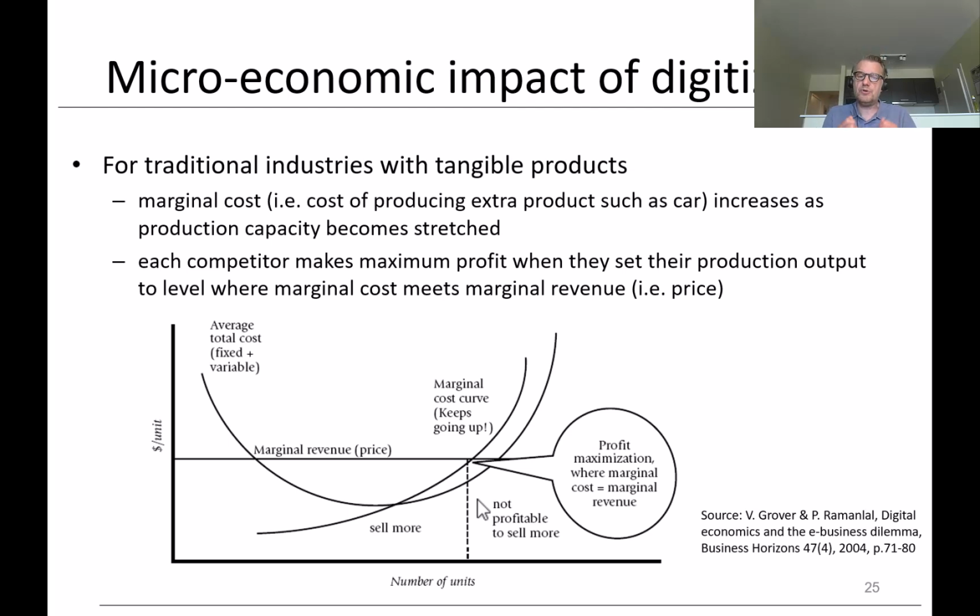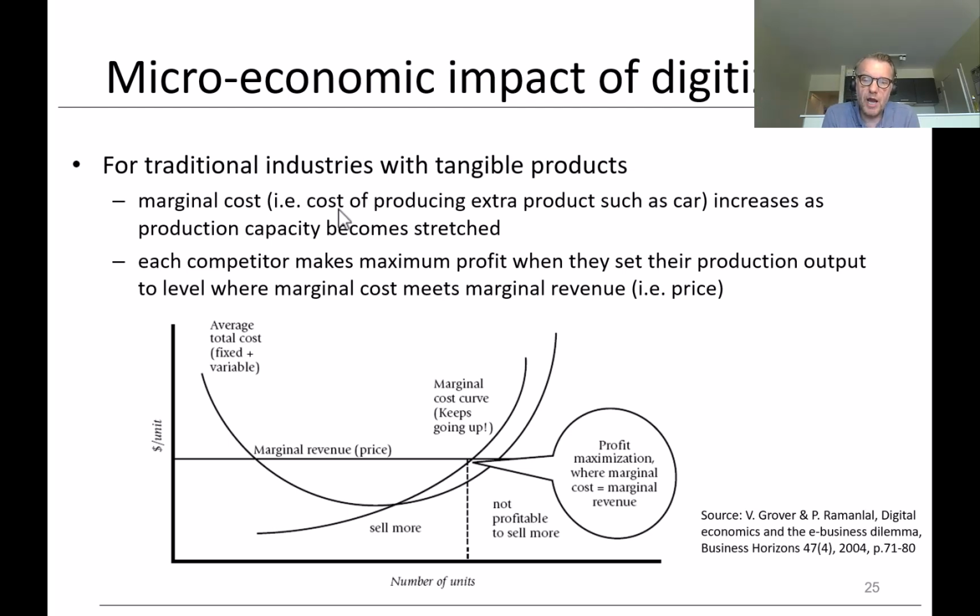Now, let's look at a traditional macroeconomic picture. For traditional industries with physical or tangible products, you will see the following cost structure. You will see an average cost curve that has a U shape. You will see the marginal revenue, which is just the price, and the marginal cost. The marginal cost is the derivative of the total cost versus the quantity. So the marginal cost is the cost of producing an extra product, such as a car. It typically increases as the production capacity becomes more and more stretched.